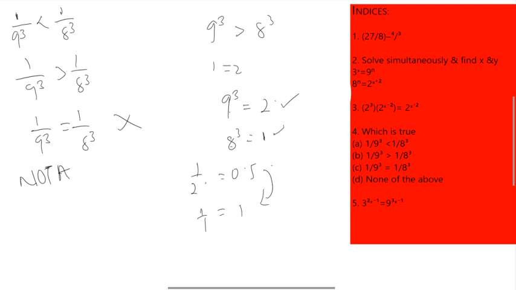So even though 9 raised to power 3 is bigger, the inverse, which is 1 over 2, is smaller than the inverse of 8 raised to power 3. So this tells us that the inverse of a bigger number is smaller than the inverse of a smaller number. Just like this one, we have 1 over 9 raised to power 3. It is going to be smaller than 1 over 8 raised to power 3, because 8 raised to power 3 is smaller. So option A is going to be the correct answer for that question.